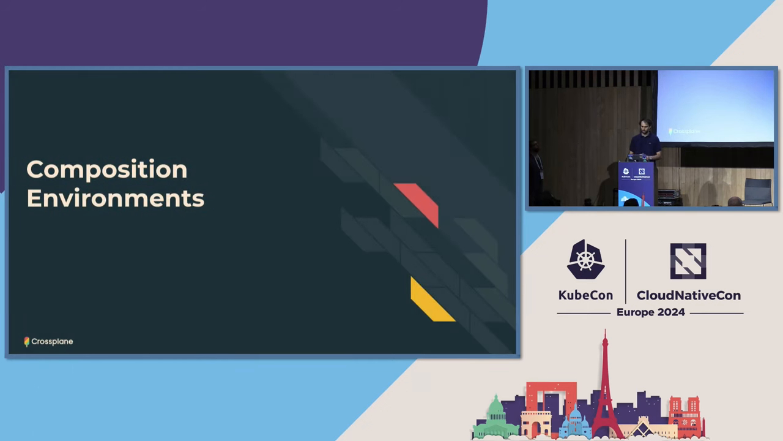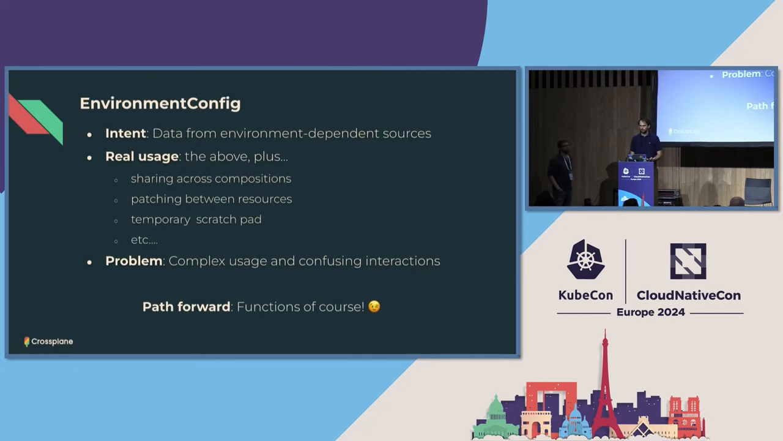Let's talk now about composition environments. Composition environments are an alpha feature that we already spoke about with the function environment configs. It's the original, in-tree implementation of that. That's still, as I said, an alpha feature, but we were discussing the promotion to beta. The initial intent of environment configs was to have some kind of environment-dependent data, as the name suggests, which you could pull into your compositions, like a glorified config map.